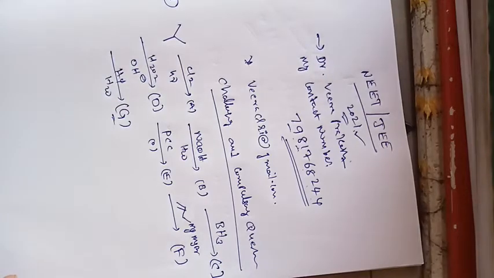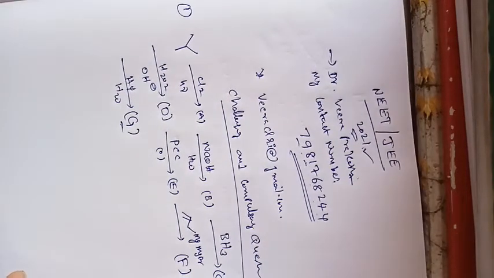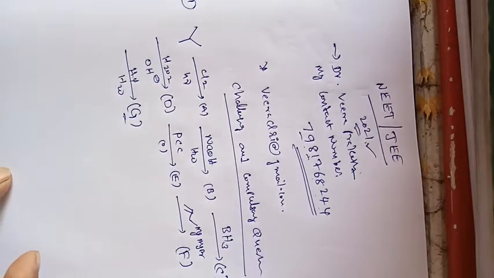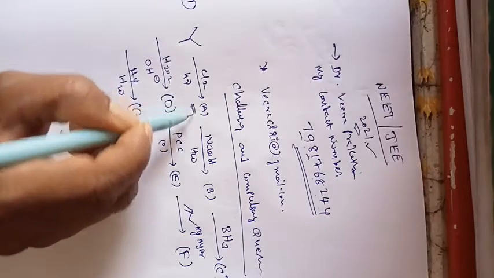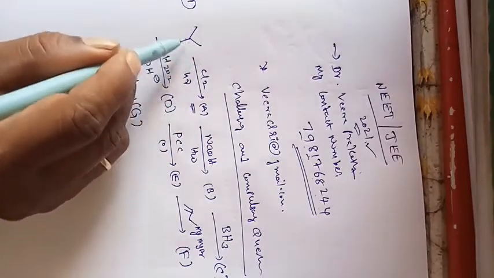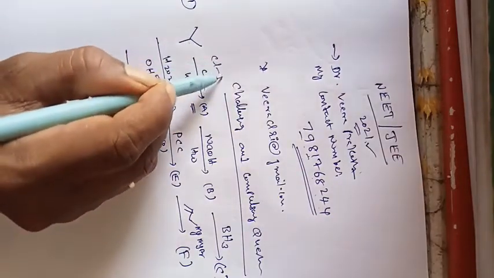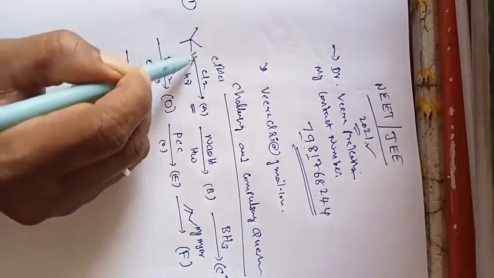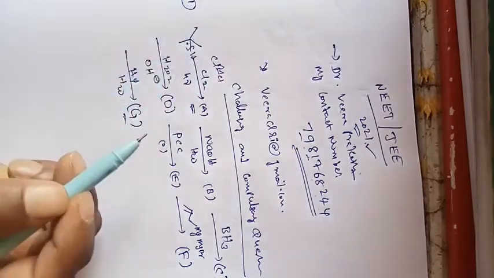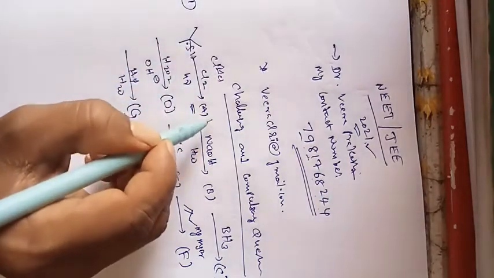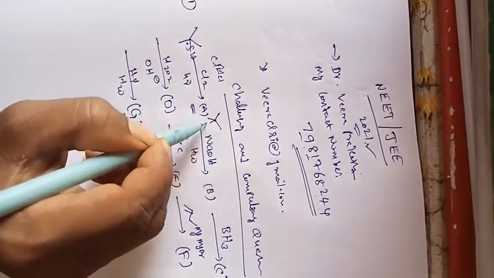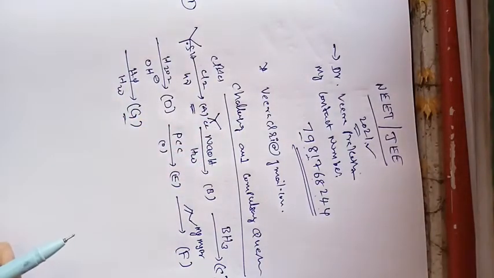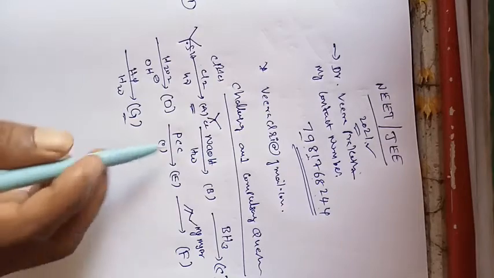So what are these products? Students must tell the answer. What is the A product here? Because chlorine is there, it is a free radical substitution reaction. Here the tertiary butyl free radical is more stable, so the product is tertiary butyl chloride.